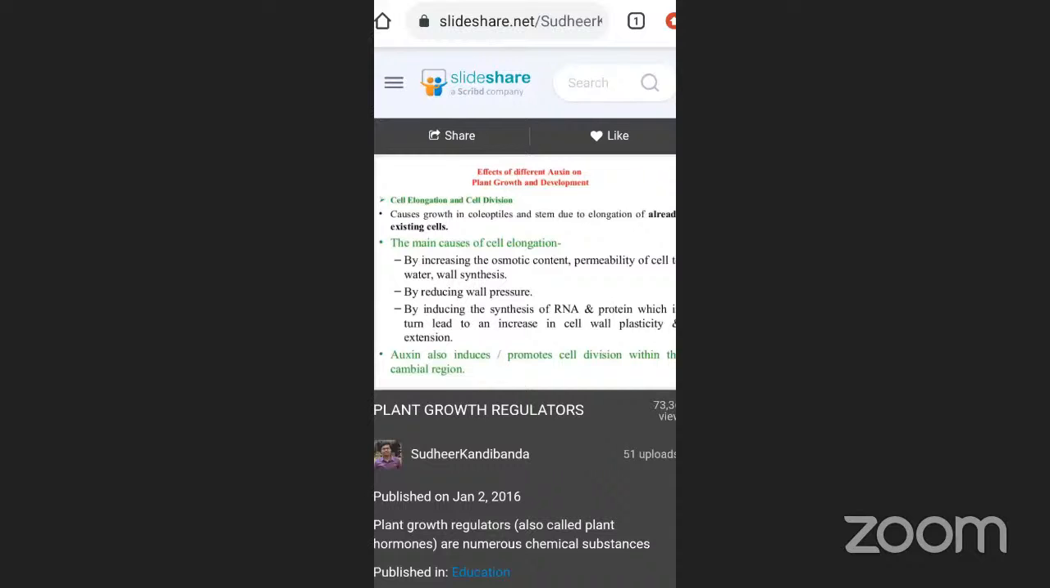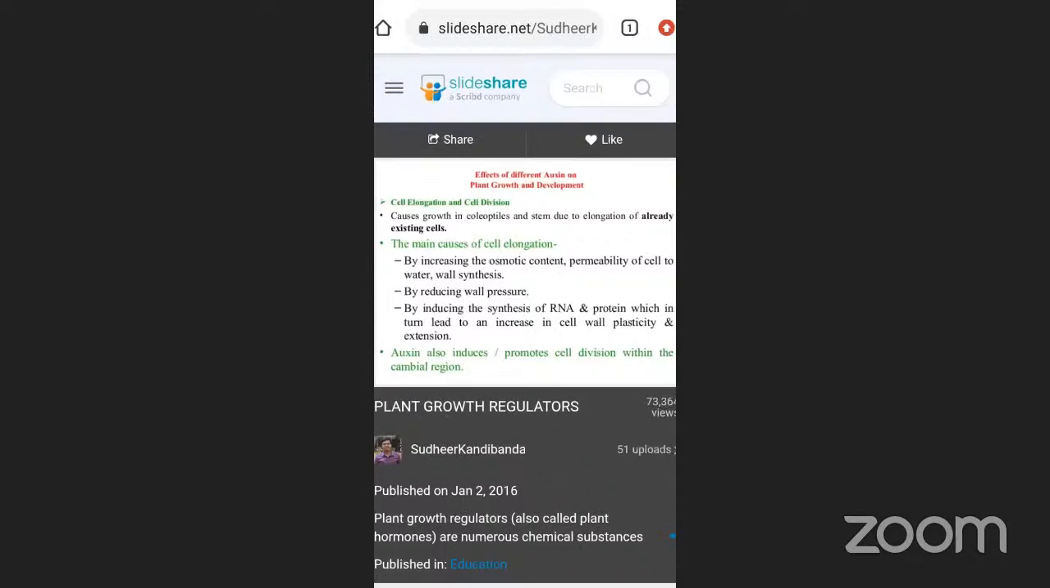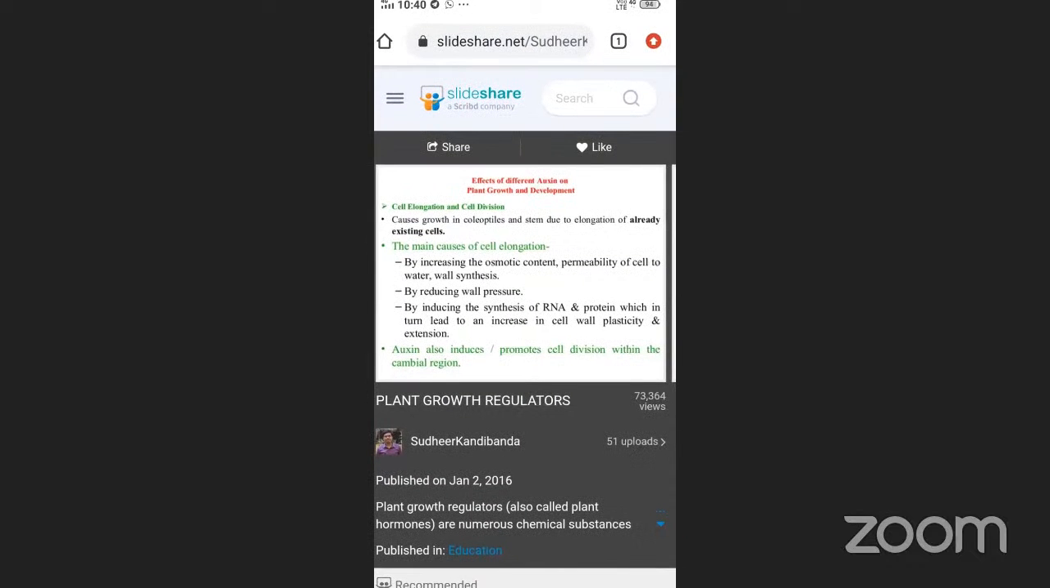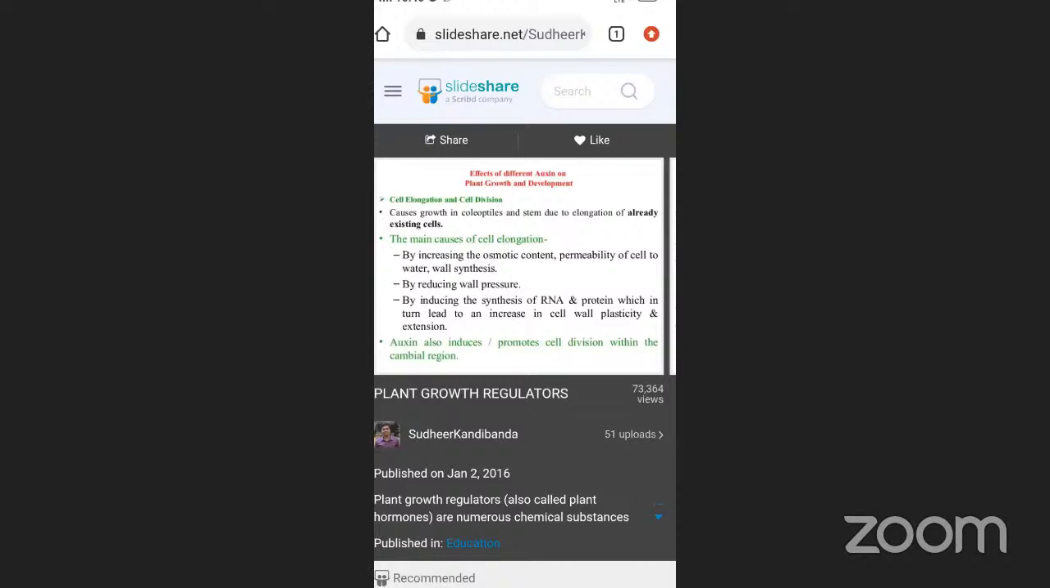So it is increasing the osmotic content and permeability of the cell through water and wall synthesis. So it is by reducing the wall pressure. Okay. So auxins also promote cell division in the cambial region. Here, cell elongation is the main function of auxin.